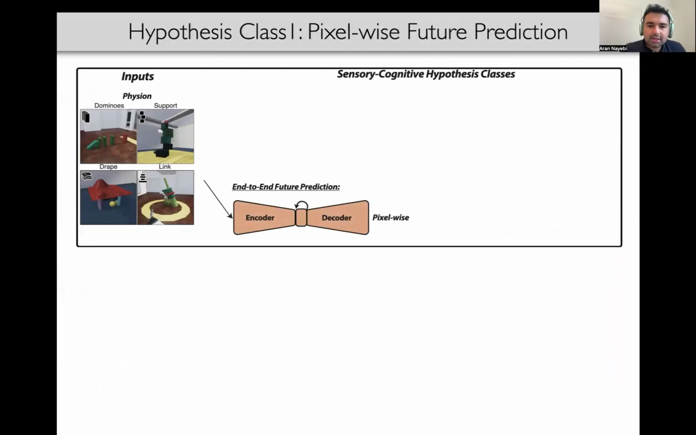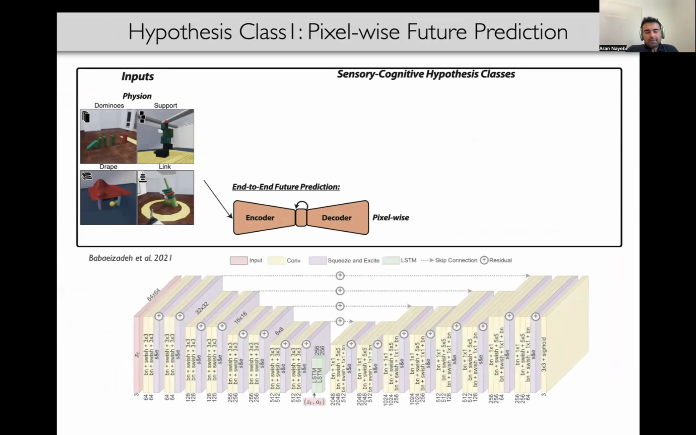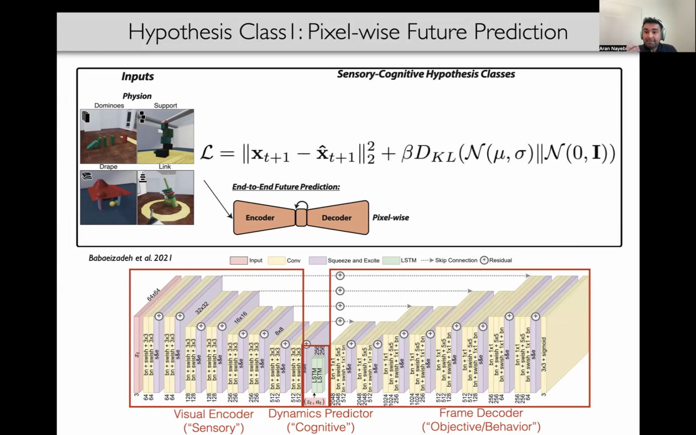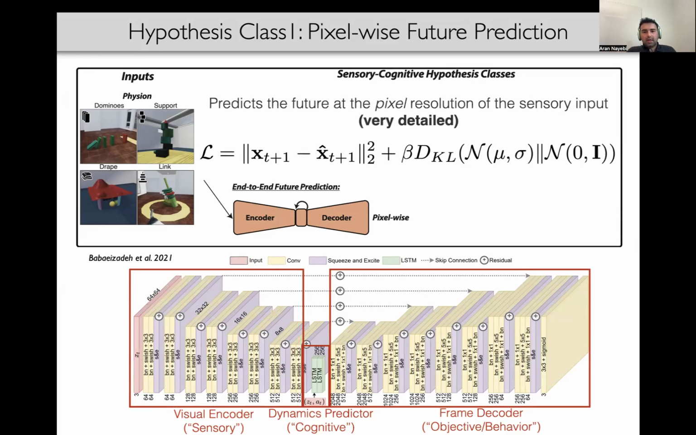The first class is end-to-end future prediction, and basically it consists of taking in the video at one time step and then predicting what the frame will be at the next time step. It has a pixel-wise objective, so it's trying to match the pixels of its predicted output with the actual next frame, as well as a KL divergence term to prevent overfitting. The thing I want to emphasize is that this predicts the future at the individual pixel resolution of the next frame, so it's very detailed.